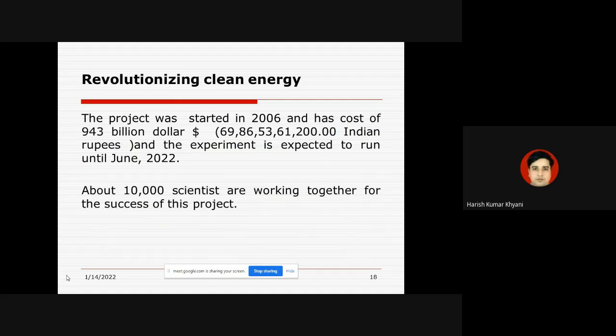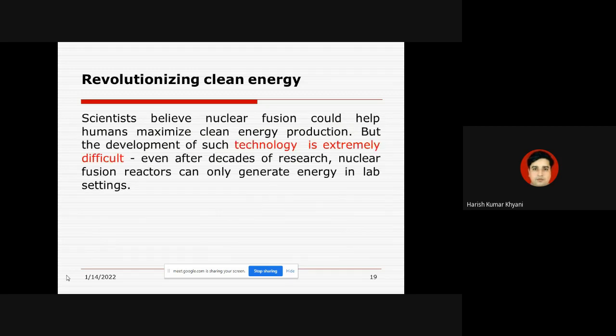This project was started in 2006 and has a cost of $943 billion. So you can see how many Indian rupees that is, and this experiment is expected to run until June 2022, and about 10,000 scientists are working together for the success of this project, right? But some scientists still believe that nuclear fusion could help humans maximize clean energy production, but the development of such a technology is extremely difficult. And even after decades of research, this reaction can only generate energy in lab settings.